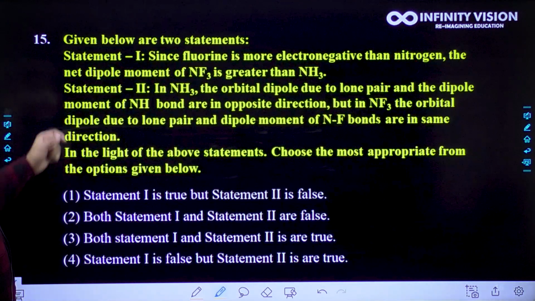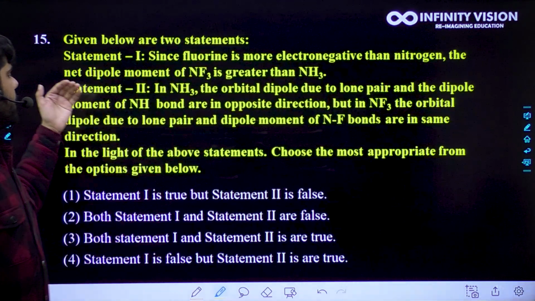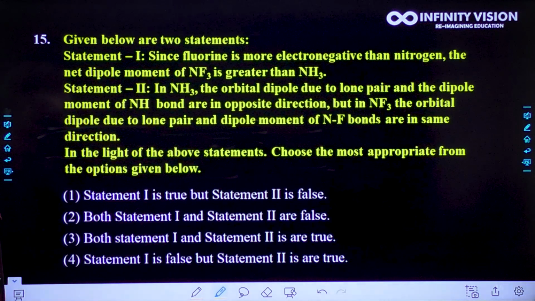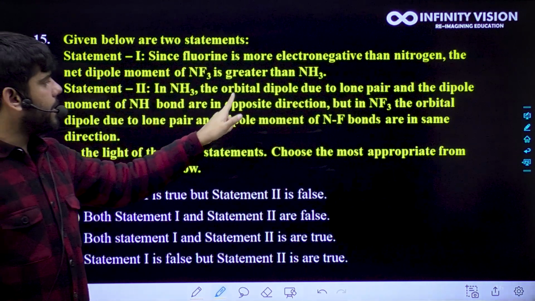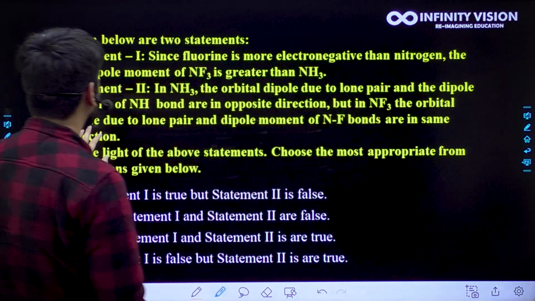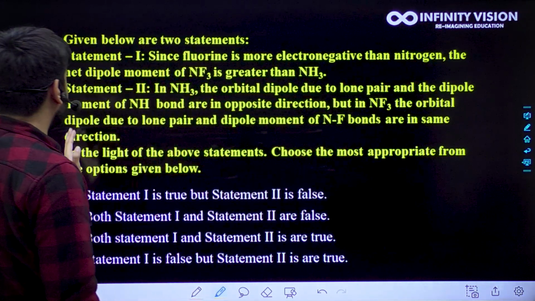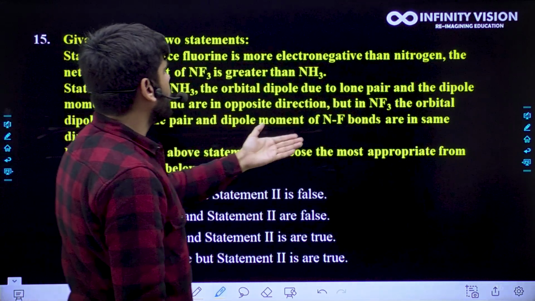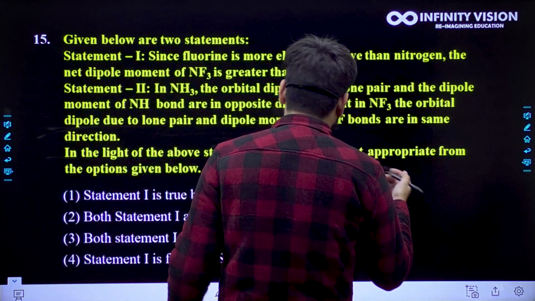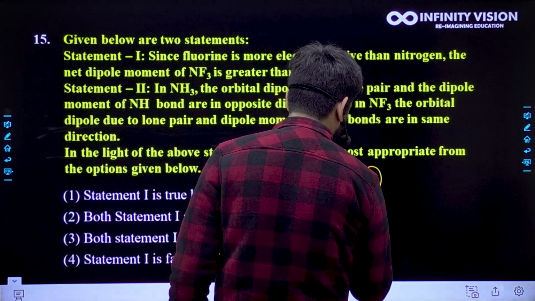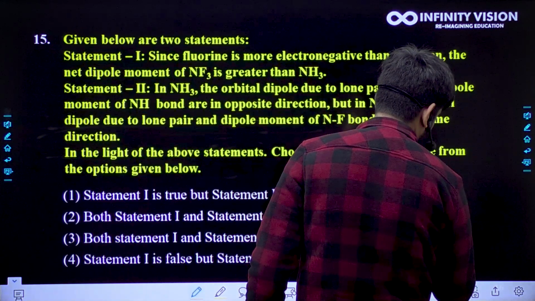Statement number 1: Since fluorine is more electronegative than nitrogen, the net dipole moment of NF3 is greater than NH3. And statement number 2: in NH3, the orbital dipole due to the lone pair and the dipole moment of the NH bonds are in opposite directions, but in NF3, the orbital dipole due to the lone pair and the dipole moment of the NF bonds are in the same direction. So if we see NH3, first of all, we should know that both are polar.